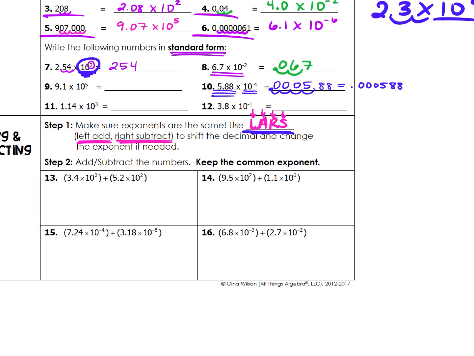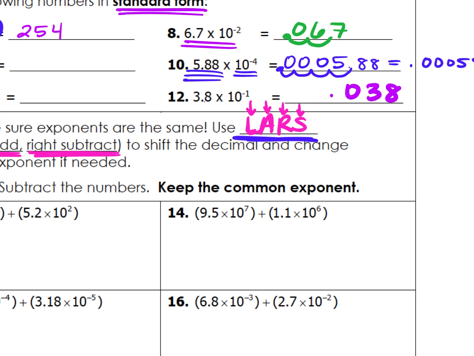What'd you get for the last one, number 12? 0.038. So you take that 0.38. Sorry, I wrote that wrong. 0.38. You take that decimal point and you move it 1 to the left to make the number smaller. So 0.38. Okay.